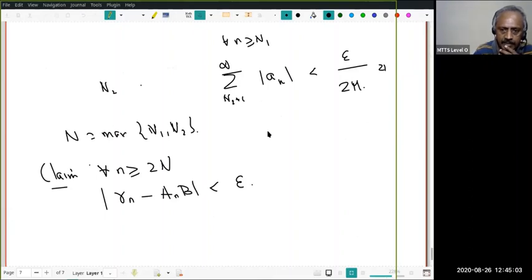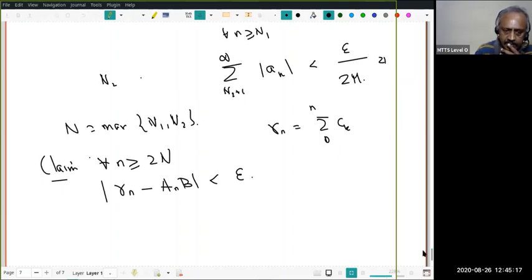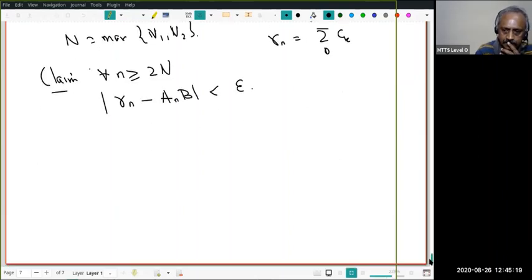Now what is gamma n? Gamma n is the partial sums of the Cauchy product, summation 0 to n of c_k. Is that all right? Okay. Now let's go through the proof.